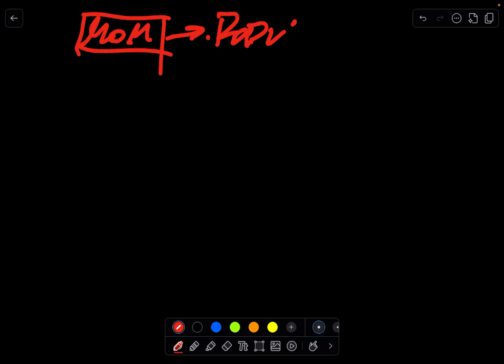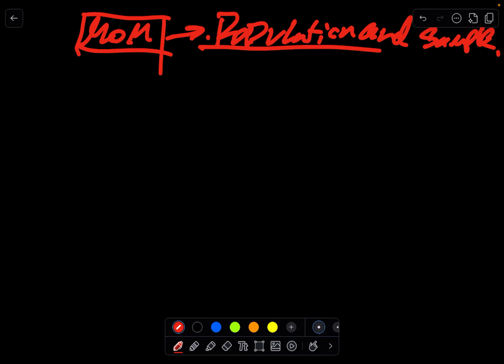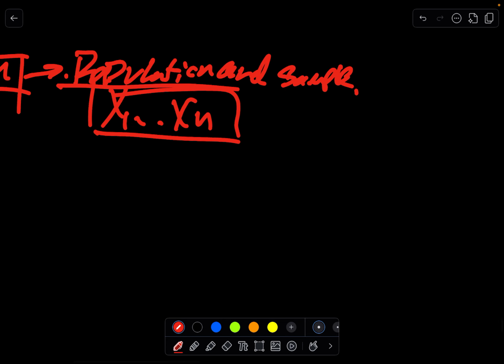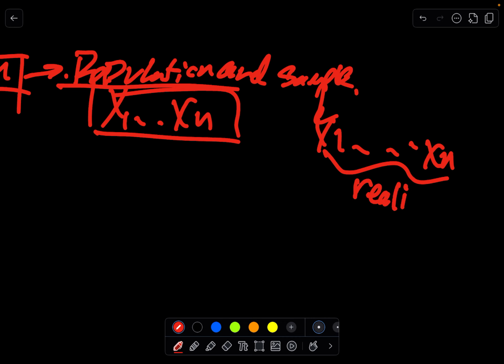So it takes the population and sample. Again, the population is like the actual random variable, x1 to xn. These are the population; it's some theoretical thing, versus these, which are our realizations. So this is what we could see. Realizations, like it's the data. It's what we could see.